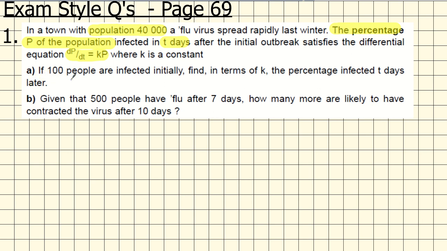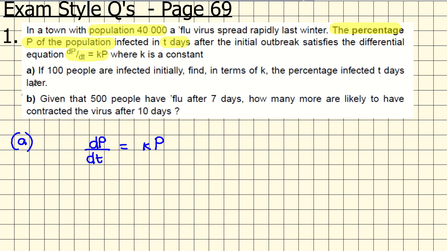Before I even read part A, I'm going to write down what that differential equation is. So it is dP over dt equals kP. Before I even read the question, I know that I'm able to separate these and then integrate both sides. It's very similar to lesson 1.